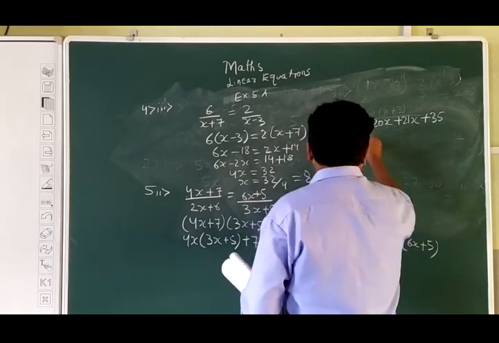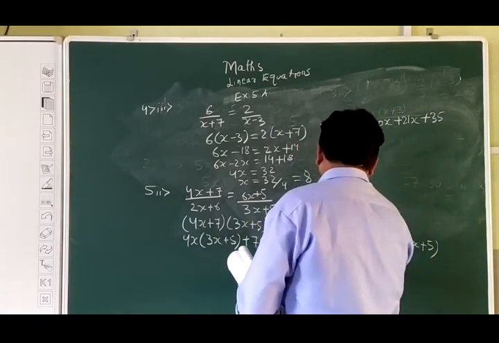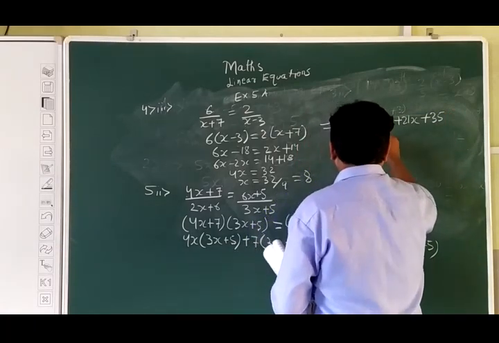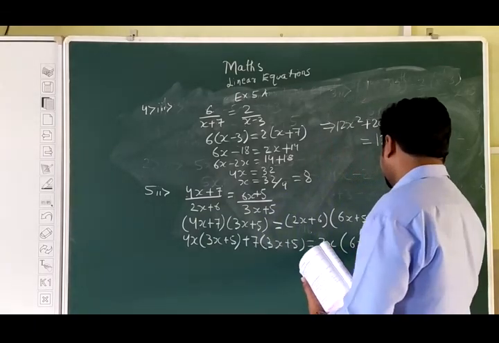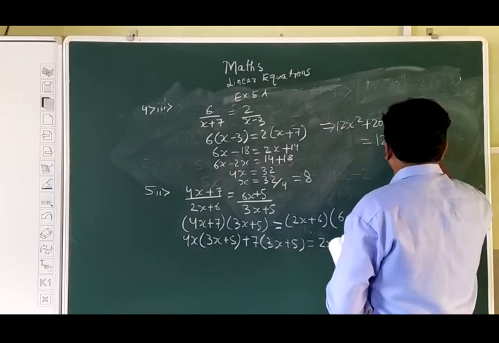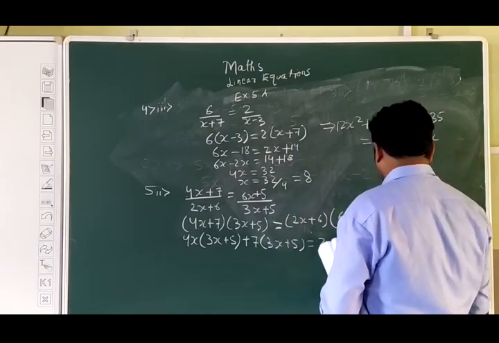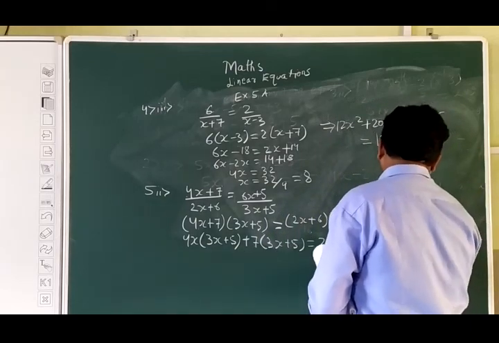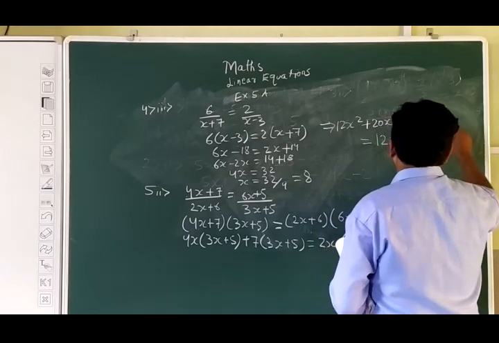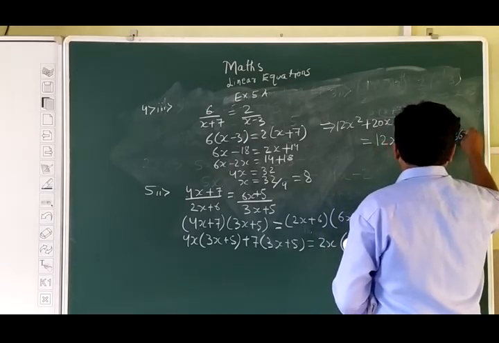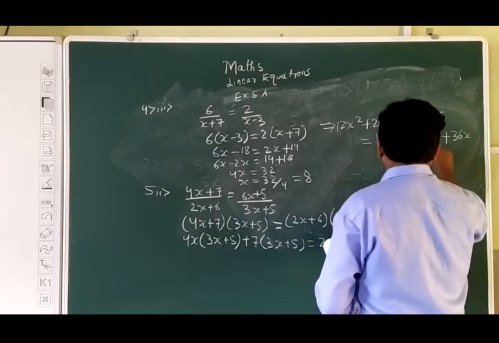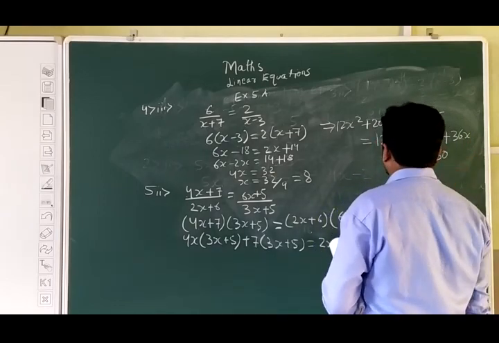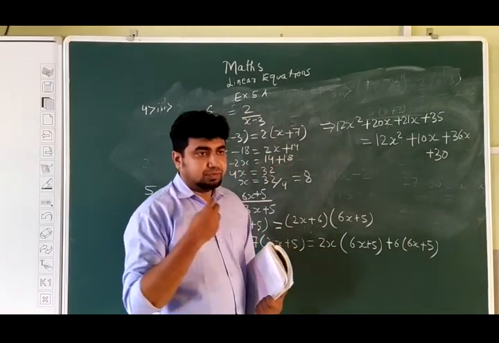Now the right side: 2x into 6x is 12x square. 2x into 5 is 10x. 6 into 6x is 36x. 6 into 5 is 30. So this term we have got.